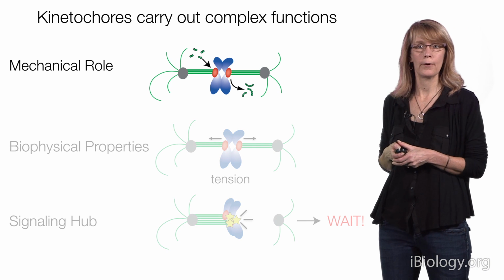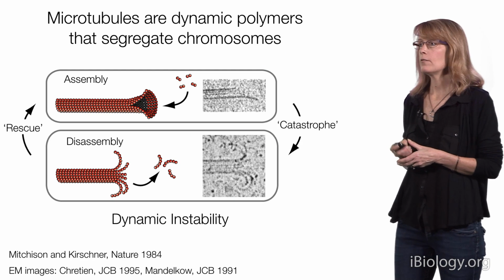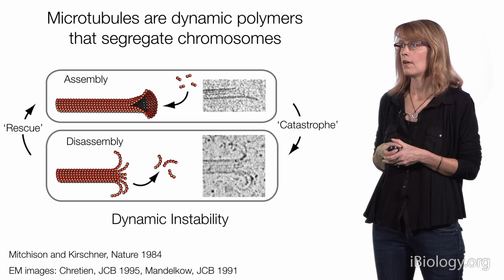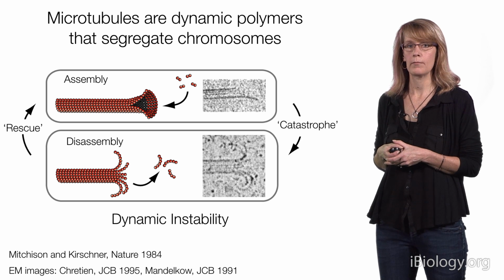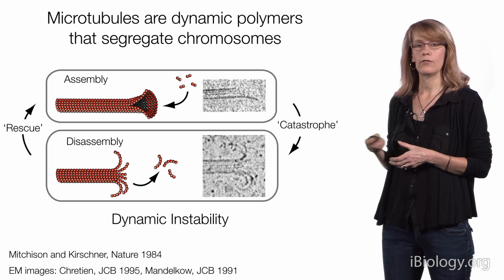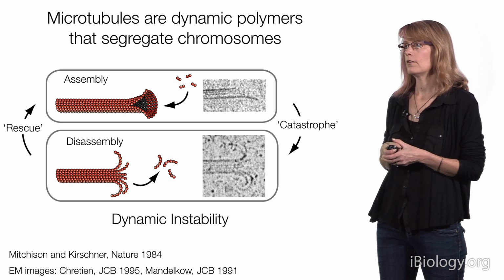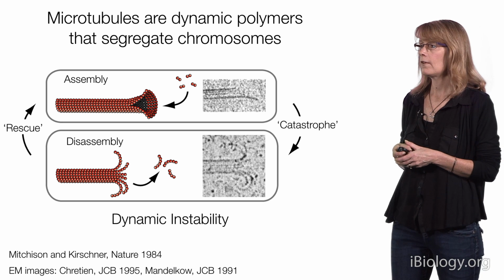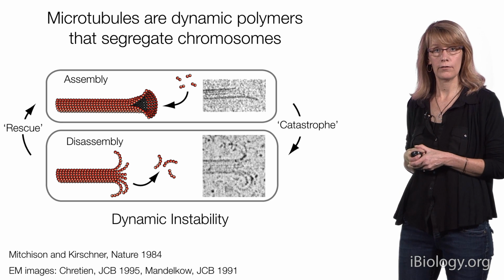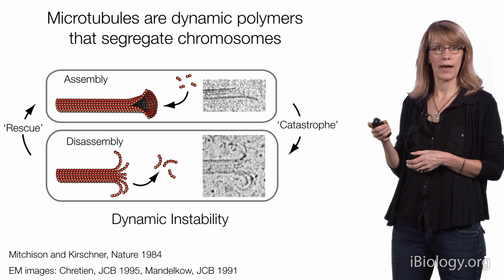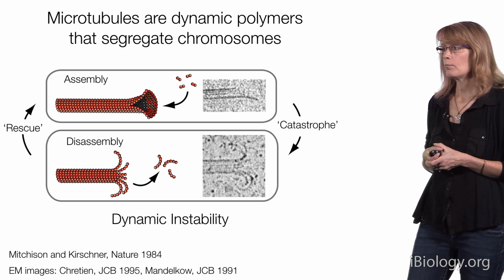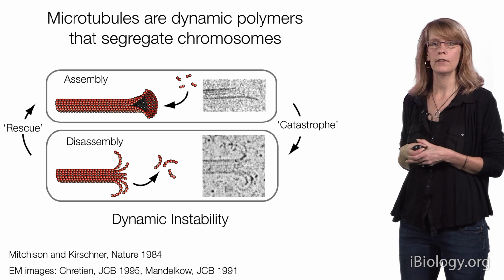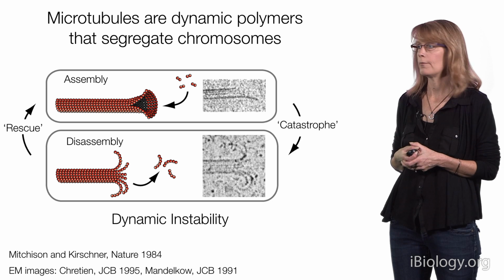Let's start with the mechanical role. To remind you, microtubules are the polymers that segregate the chromosomes, and these are hollow protofilaments that are assembled from alpha and beta tubulin dimers. They exist in one of the four states shown here. They're either assembling due to the addition of tubulin subunits at the tip, or they're disassembling due to their removal. When they switch from assembling to disassembling, it's called a catastrophe event. When they switch from disassembling back to assembling, it's called a rescue event. This process, where microtubules in a population are constantly growing and shrinking, is termed dynamic instability and was originally discovered by Mitchison and Kirschner.